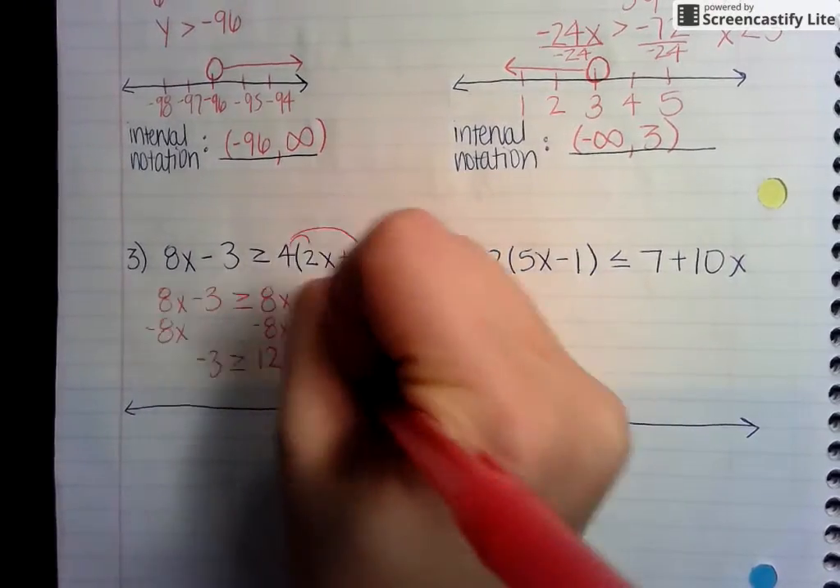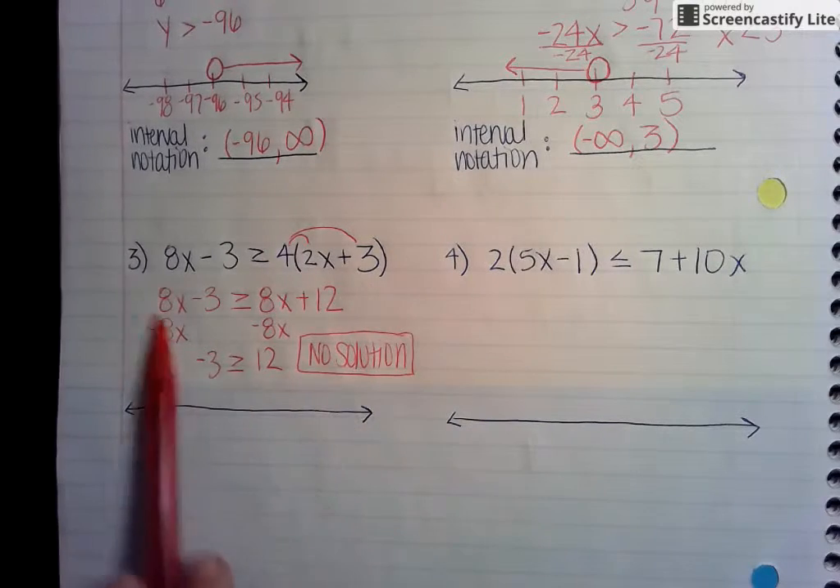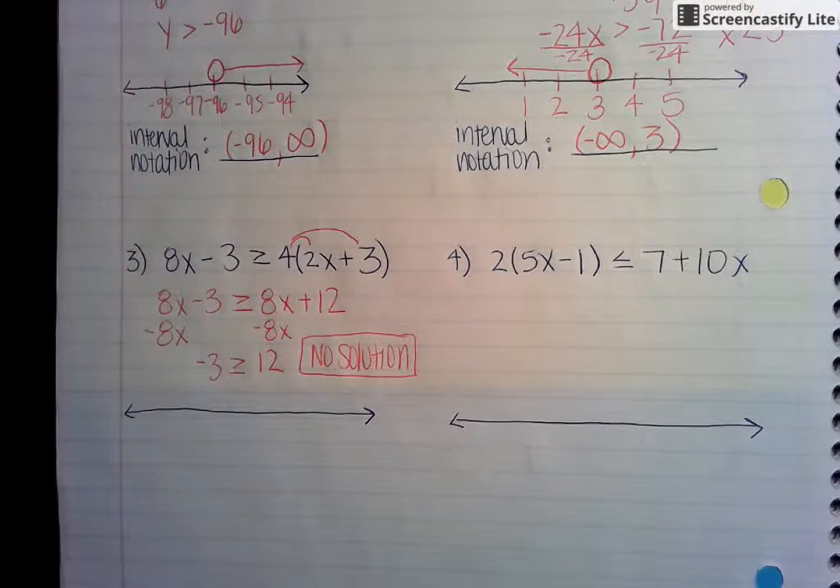Now, in this case, if this ever happens, you would not have to graph it because there is no possible way you could graph it because there is no number or anything that would make this inequality work. And also there is no interval notation because there is no answer. So you would just leave it as no solution and do nothing after that.